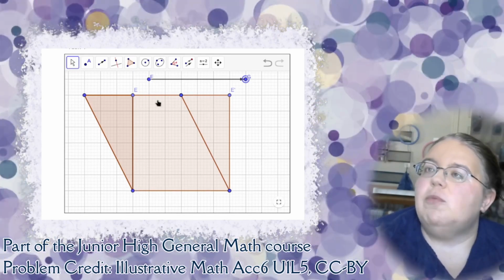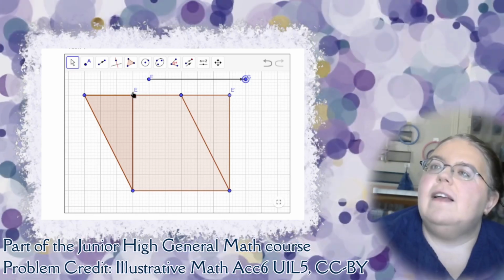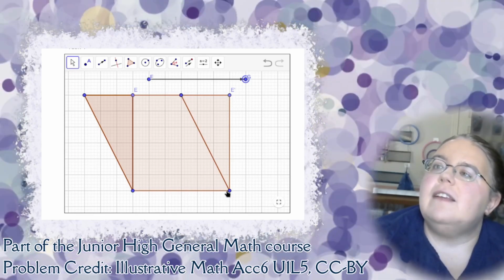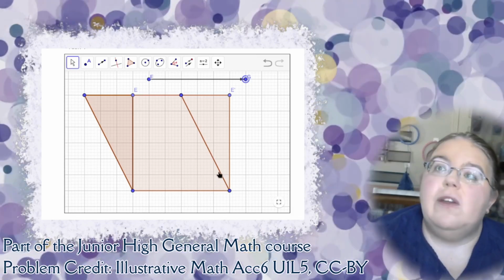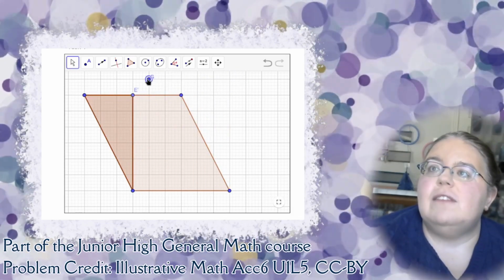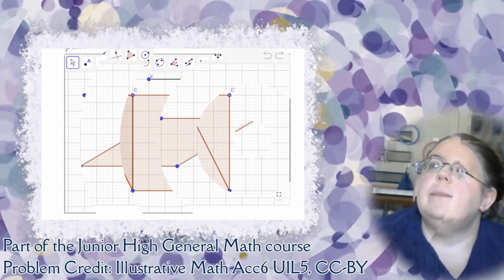Okay, so my recomposed shape here is a rectangle, and it is 6 units across by 6 units tall, so in fact it's a square. So the area of this parallelogram originally that we started with here must be 36 square units.